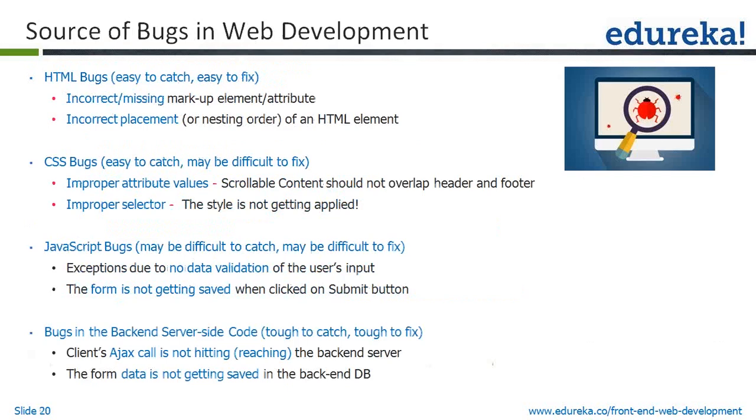So let's look at a specific case of what could be a source of bugs in web development. The source of a bug could be, for example, HTML bugs. These are easy to catch and easy to fix.